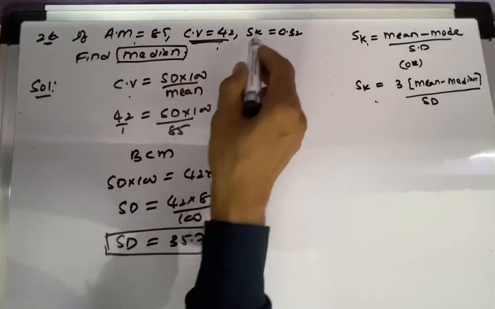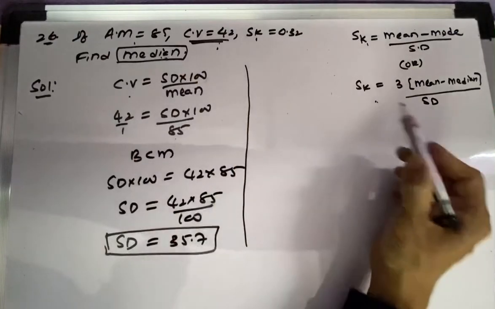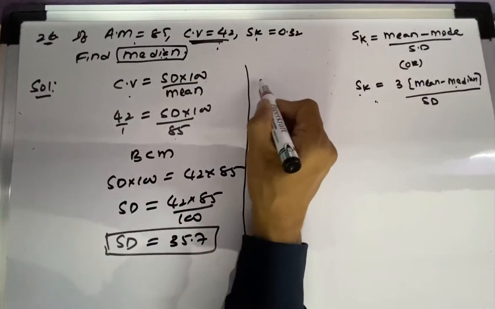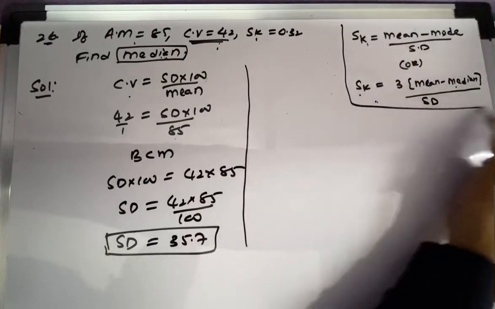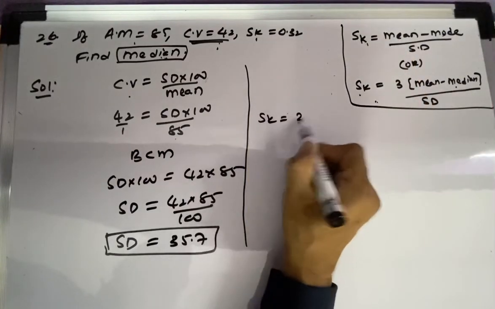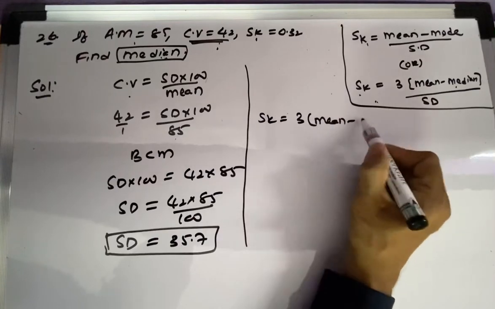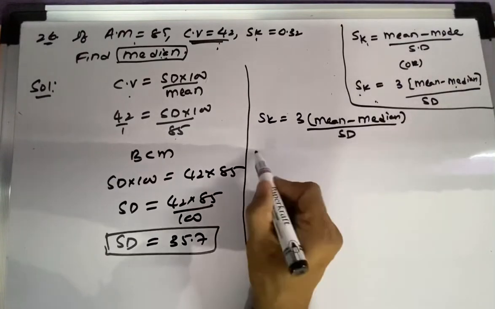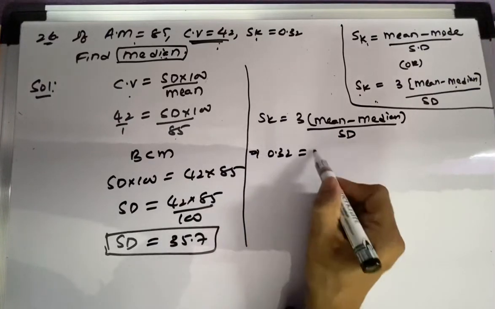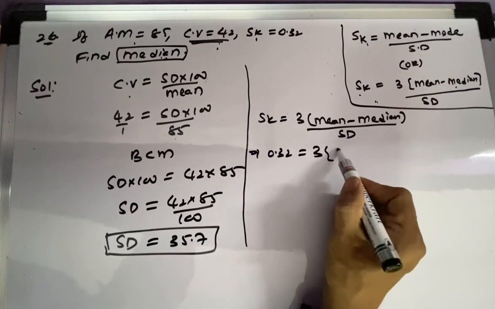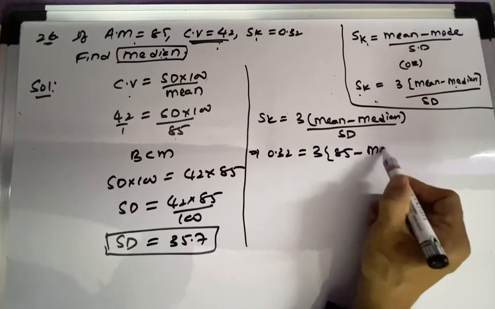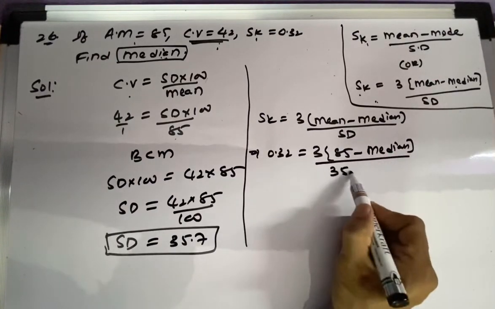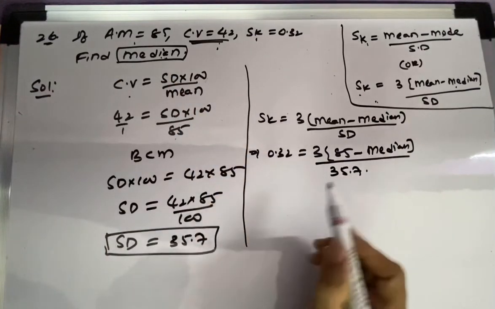We have to check the skewness and median relationship. Here skewness is there and median is there. So we have to use this formula: skewness equals 3 into mean minus median divided by standard deviation. So the skewness value 0.32 equals 3 into mean, which we already have, minus median, which we don't have, divided by standard deviation. After simplifying the coefficient of variance, we got the standard deviation.